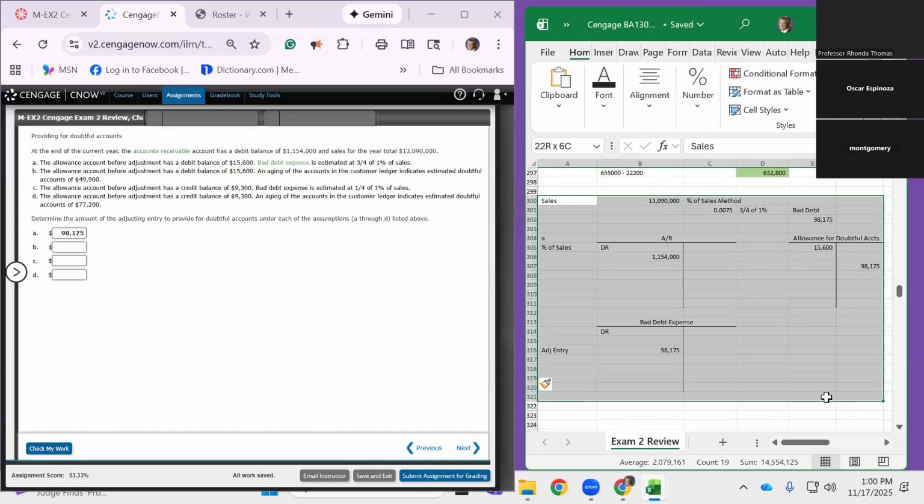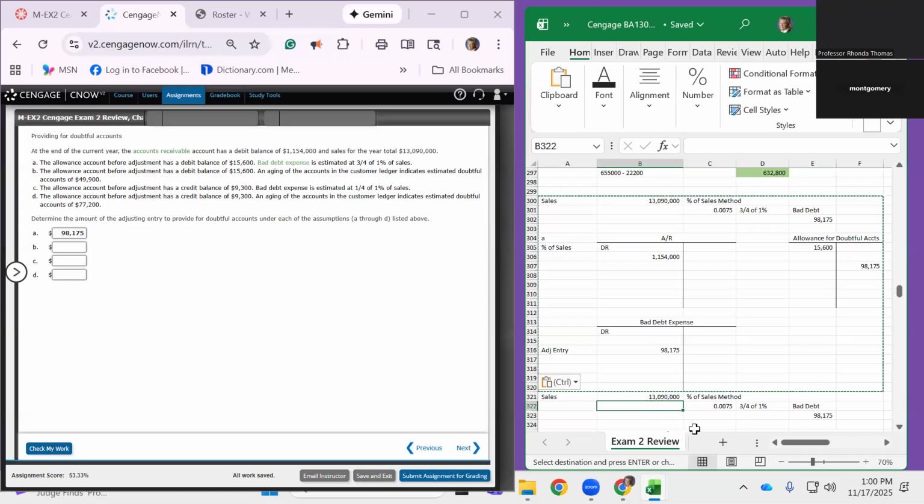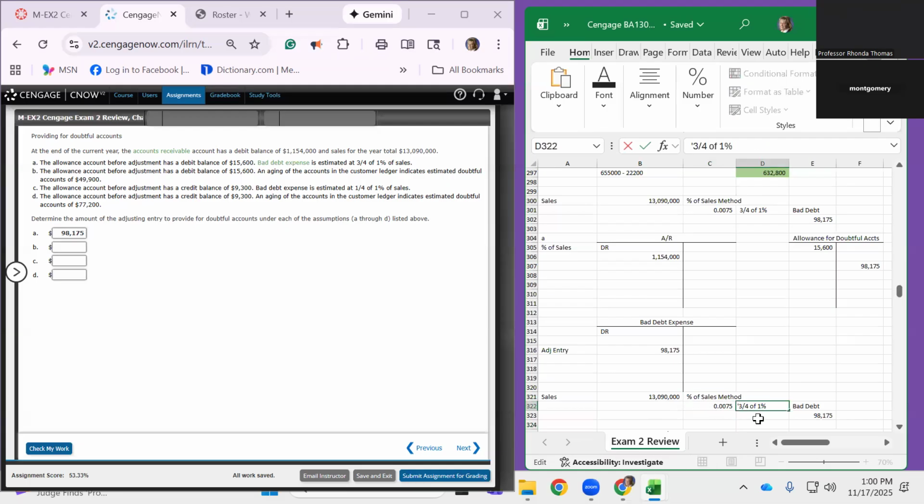We're going to do the same thing, but with a different percentage of uncollectability. Okay, so here it comes. Same amount of sales. Here we go. Now instead of 0.75%, it's 0.25%. How much will be uncollected? That's their estimate. Remember, estimates are just educated guesses trying to predict how much bad debt expense they'll have.